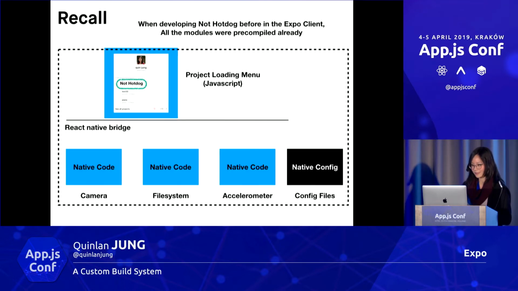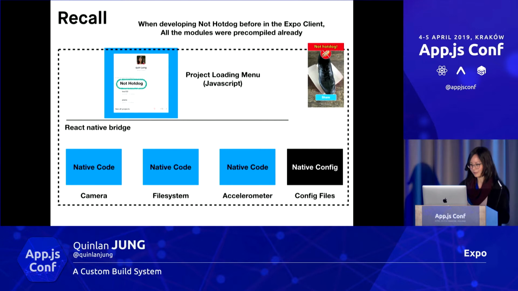All right. So recall that before, when you downloaded the Expo client from the App Store, all the modules were pre-compiled already. The native code for camera, file system, accelerometer, they were all pre-compiled modules. And also notice that it came bundled with a native configuration. This native configuration is immutable, and you can't really change it. So say when you download the Expo client, you'll have a chance to load in Not Hot Dog.